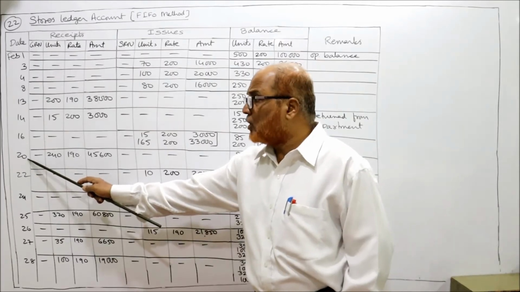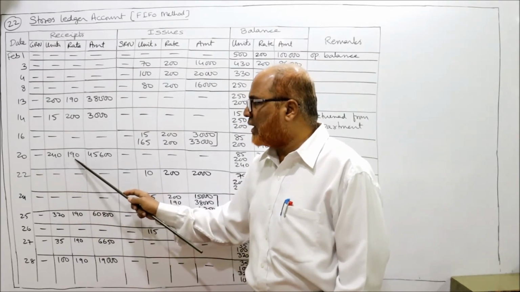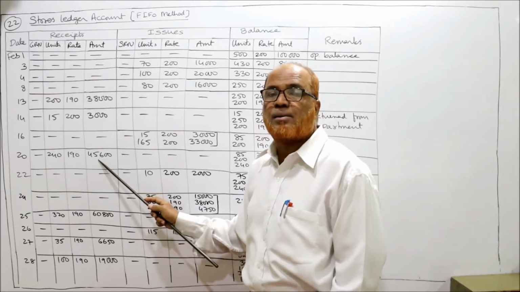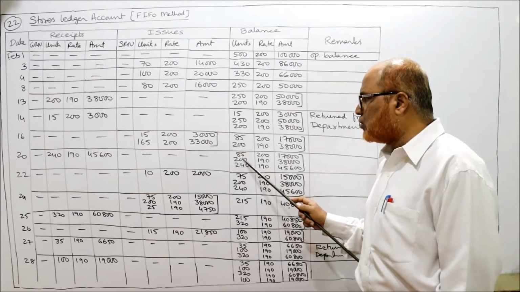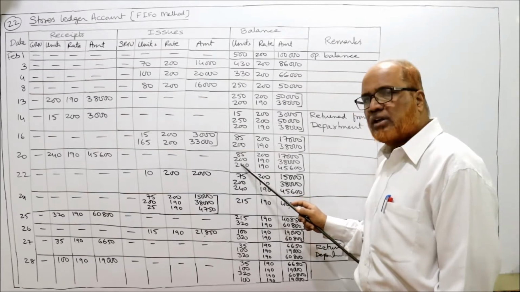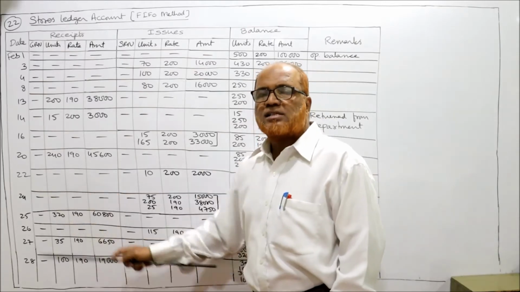On 20th, there is a purchase of 240 tons. So 240 into 190, 45,600 is the purchase. New lot received. Now the old lot, 85 at 200, is the old lot and 240 is the new lot. So I have taken the total. Now 22nd. It is given in the problem.